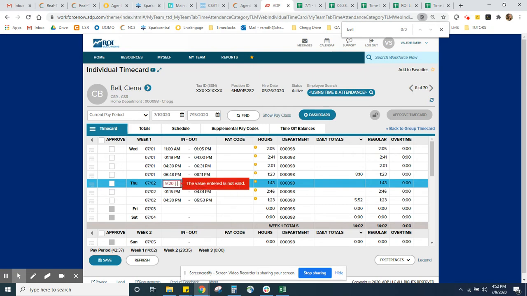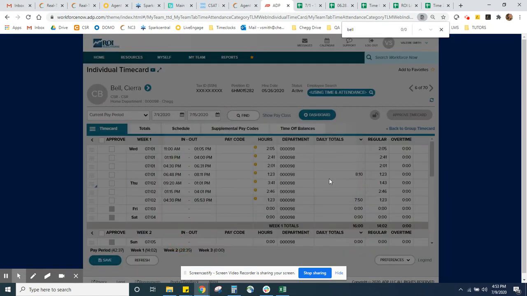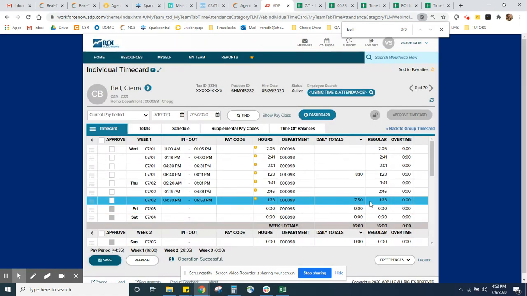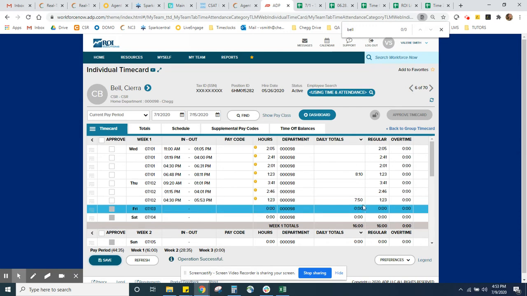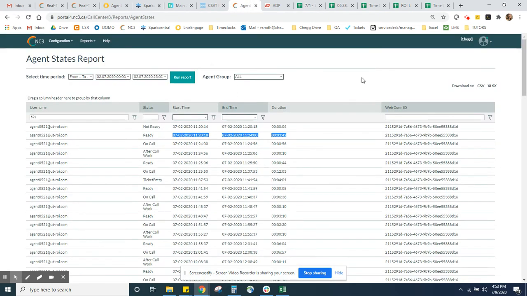So we're going to go ahead and update that to 9:20 a.m. And once we do that, you can see that she actually worked 7 hours and 50 minutes that day, which matches what we have here. It looks like she was scheduled to work 7 hours and 15 minutes. So we scheduled her to work 7 hours and 15 minutes. Let's see what she actually worked. She came in at 9.